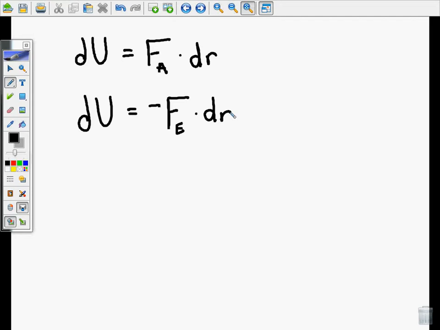And notice, this tells us that the derivative of the potential energy function with respect to r, what does that end up telling us? The negative of the electric force.